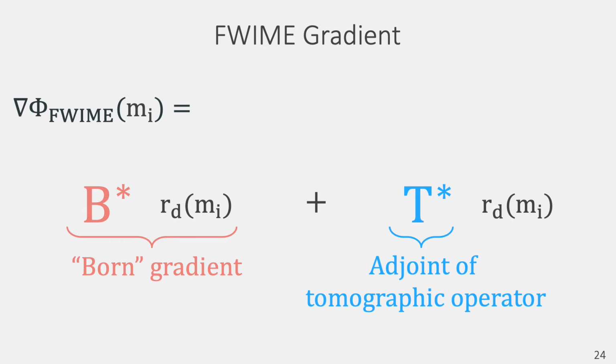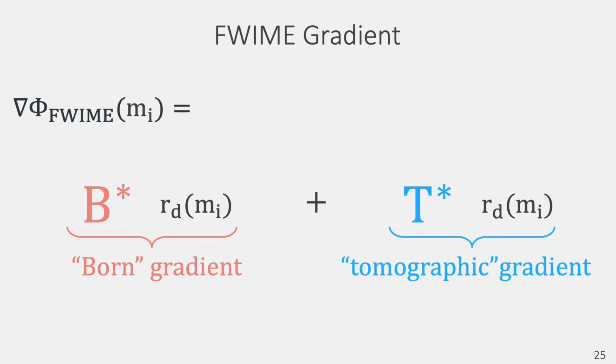It is computed by applying the adjoint of the tomographic operator T to the FWME data residuals. And this operator T is crucial for the success of FWME, and we will therefore spend some time to analyze it further and understand why its properties are useful for our method. And we refer to this gradient as the tomographic gradient.